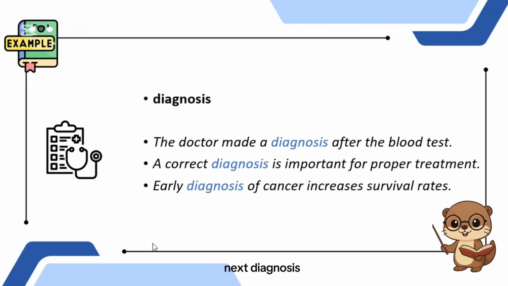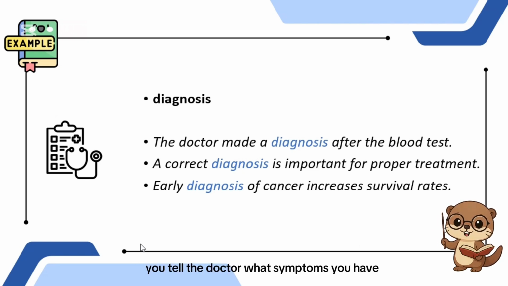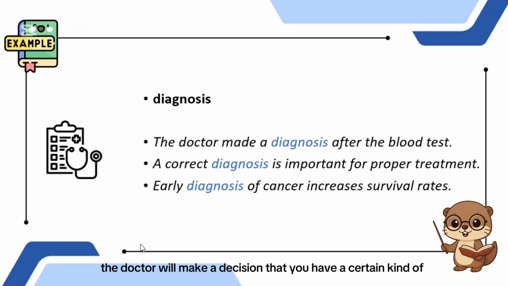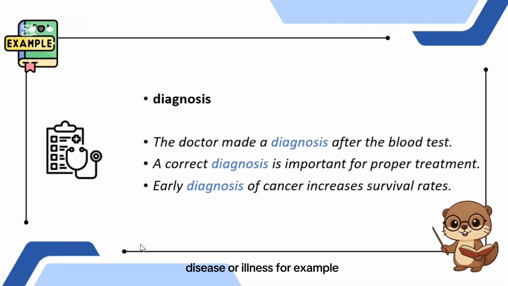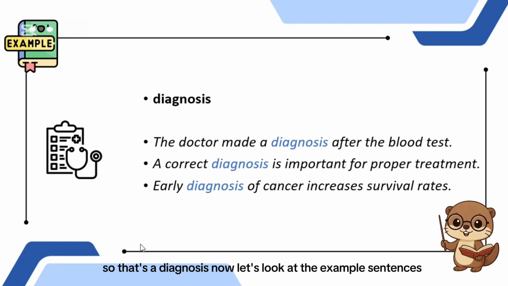Next, diagnosis. Diagnosis is the doctor's decision about an illness. You tell the doctor what symptoms you have, and then the doctor will make a decision that you have a certain kind of disease or illness. For example, he would say you have a cold or you have the flu. So that's a diagnosis. Now let's look at the example sentences.